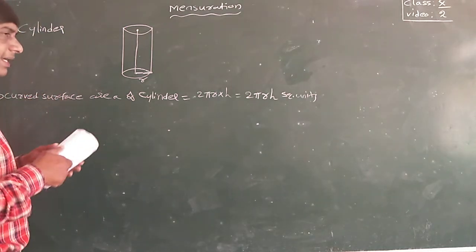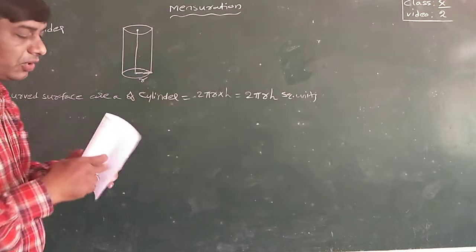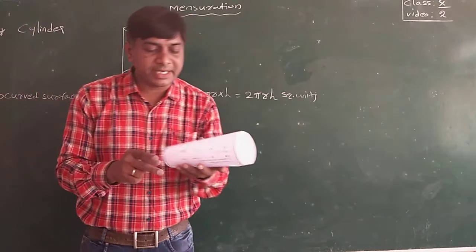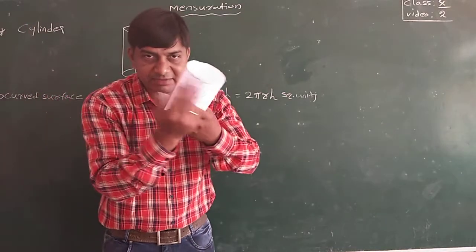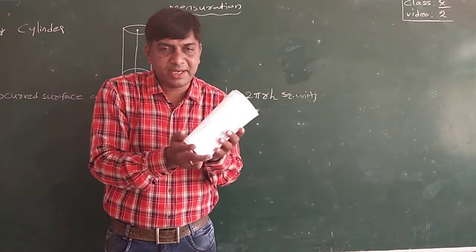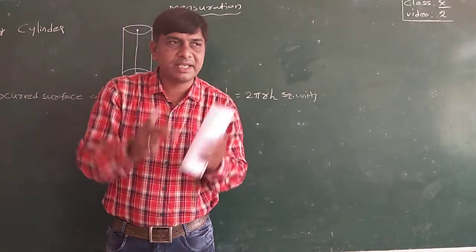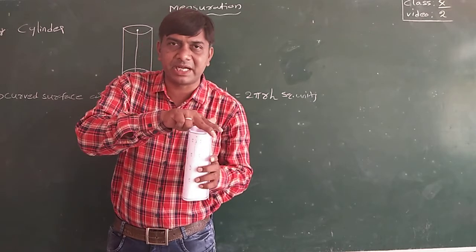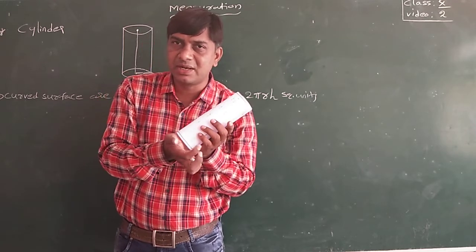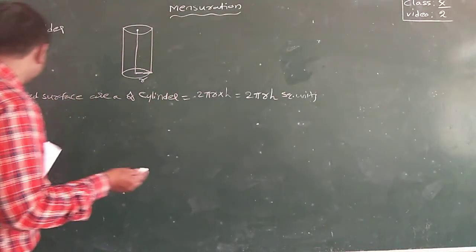Okay, L into B, then CSA again. Now TSA means the curved surface area plus the area of the top plus the area of the bottom. The area of the top is a circle, pi r square. The bottom is also pi r square. Pi r square plus pi r square is 2 pi r square.